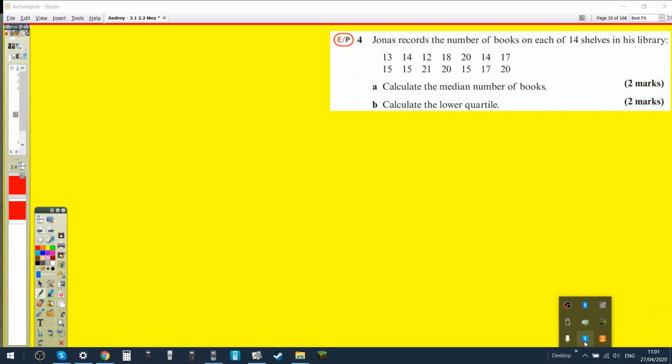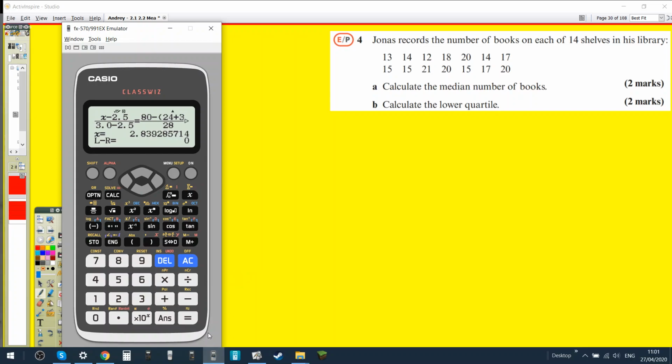I go to the statistics on the calculator, yep, and then go to one variable? Yep. Do I then need to put in the numbers and then how frequently they come up? Yep.